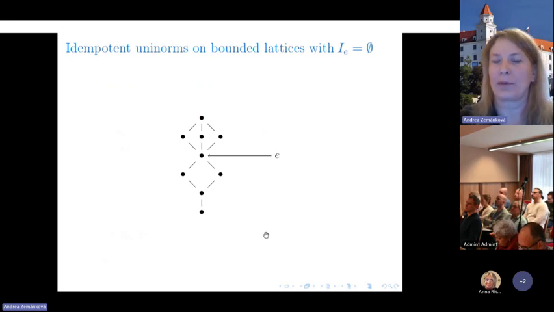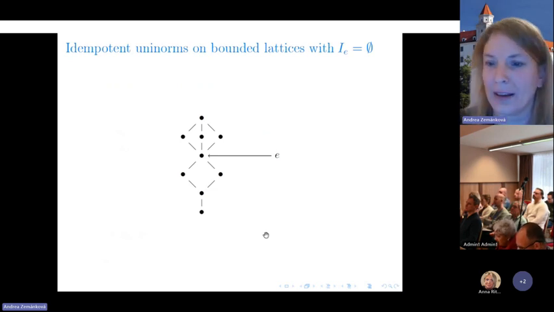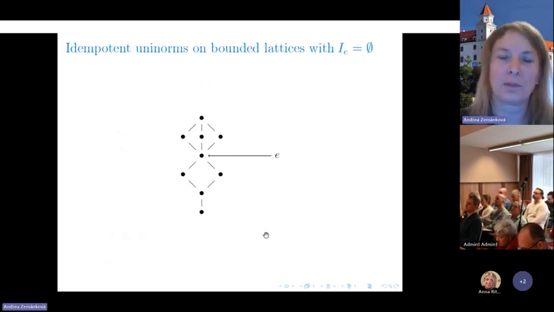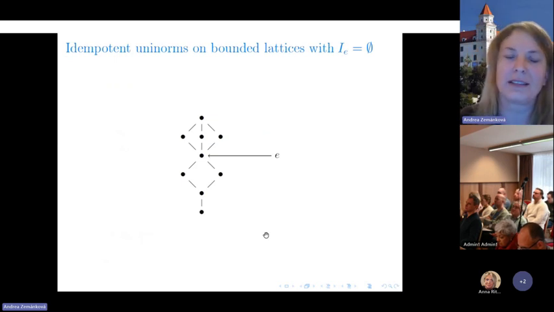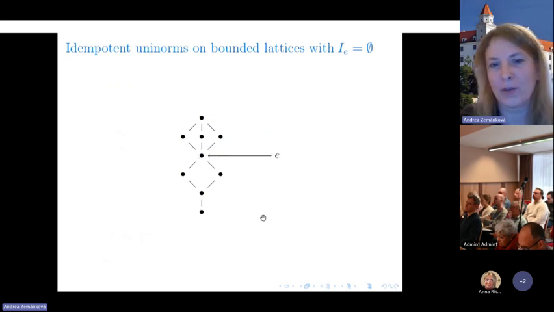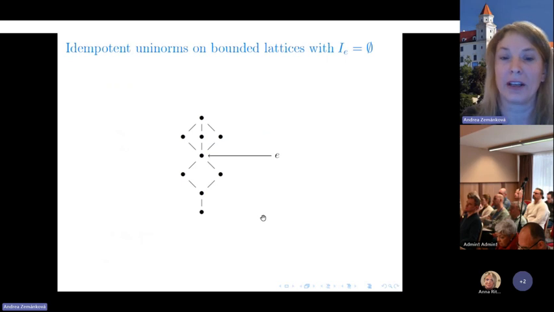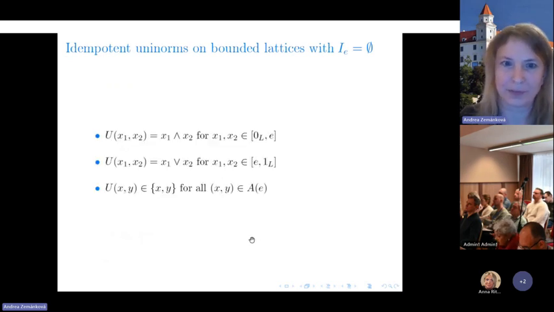But let us go back to our problem, how to help Cinderella. Luckily, we observed that the stepmother was also very lazy, so she selected the lattice where all points were comparable with the neutral element. And therefore, we decided to solve this problem generally, to characterize all idempotent uninorms that are defined on bounded lattices where all points are comparable with the neutral element.